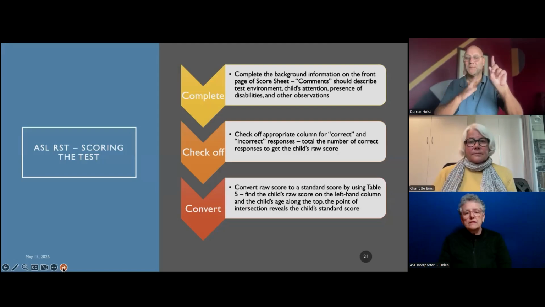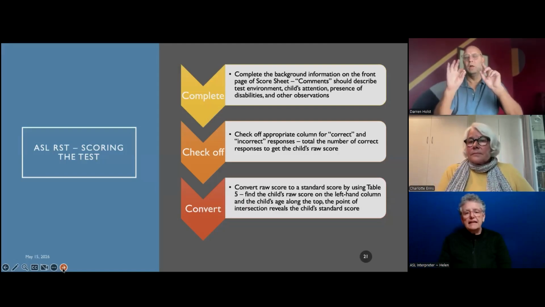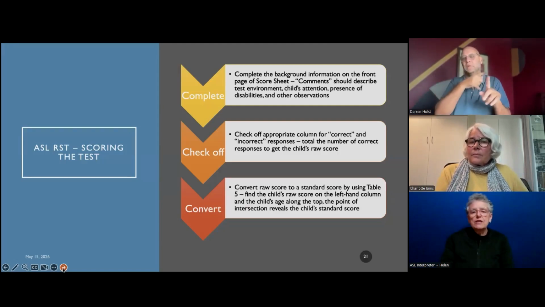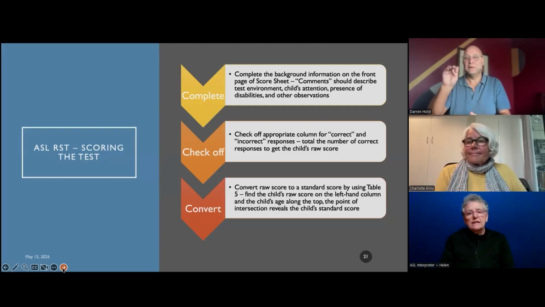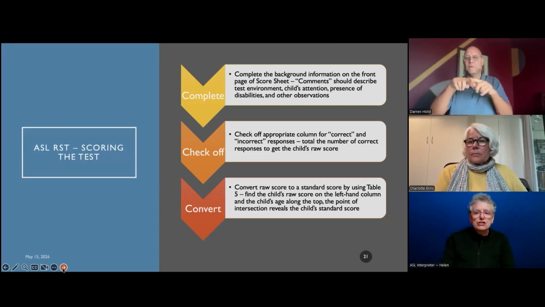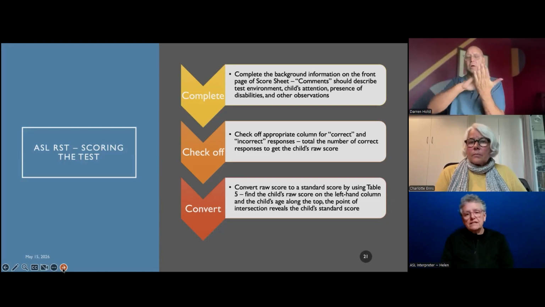Okay, so you see the woman signing. That's one of the people from the research team that you saw in the very beginning. It's the same woman who signs all 42 items throughout the entire test. You see her signing, and then you see the four pictures, the four choices, and the child could point, and then you would do the circling on the answer key or the answer sheet, the score sheet.